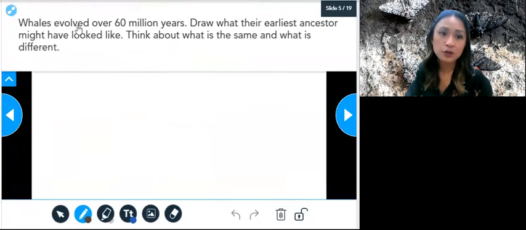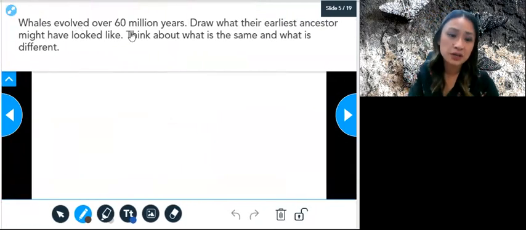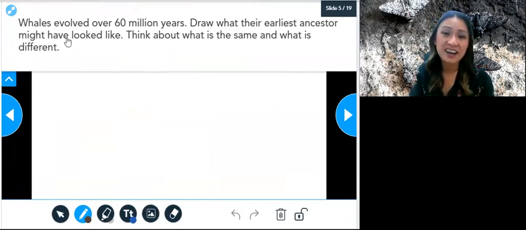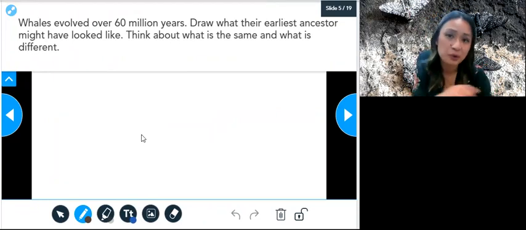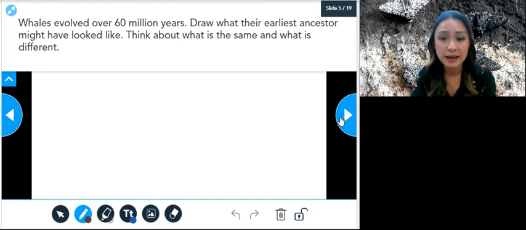Whales evolved over 60 million years. Your task here is to draw what you think the earliest ancestor might have looked like. Think about what is the same and what is different between what whales look like 60 million years ago and what they might look like today.